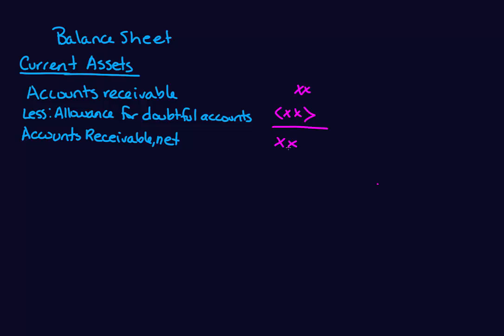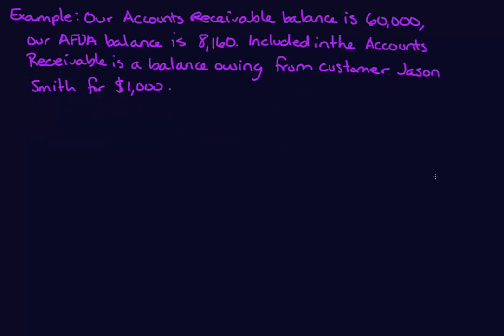So let's look at an example. In our accounts receivable, we have a balance of $60,000, and we've already set up an allowance for doubtful accounts of $8,160. Included in the accounts receivable is a balance owing from customer Jason Smith for $1,000. In our accounts receivable, we would have our main balance of $60,000, but we'd also have what's called subledgers for each of our customers' accounts receivable account. So in this case, our customer Jason Smith would have a subledger in our accounting records.